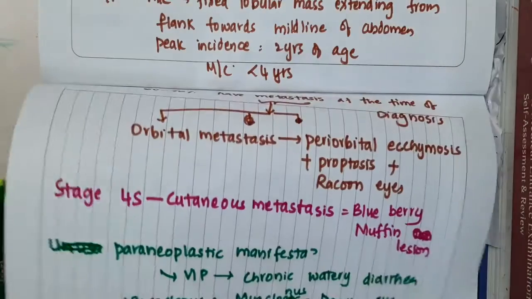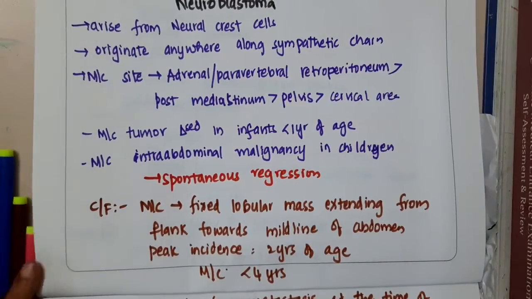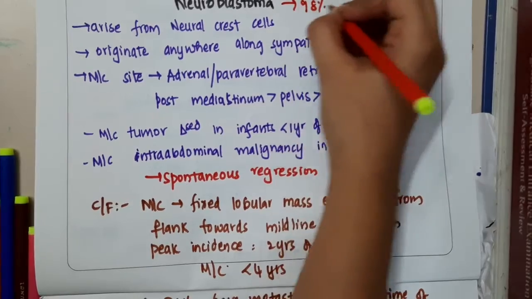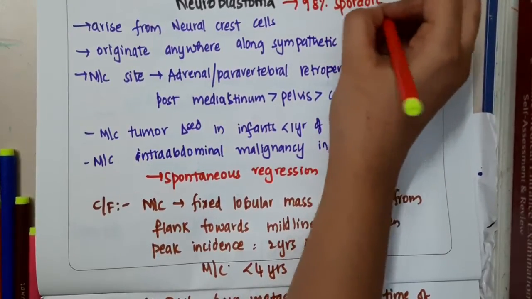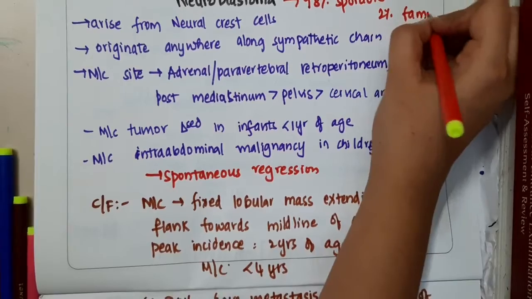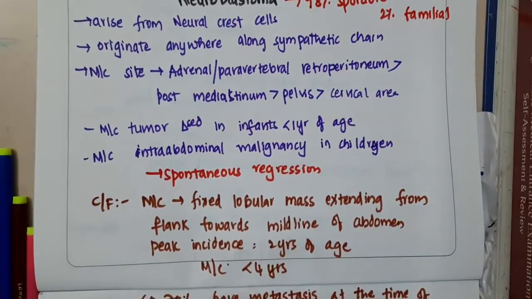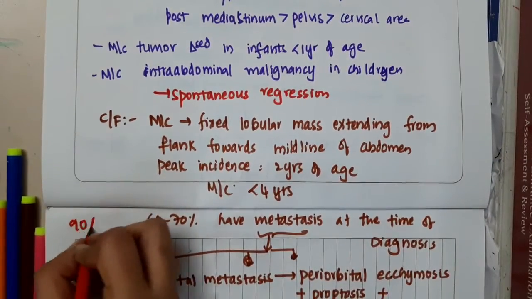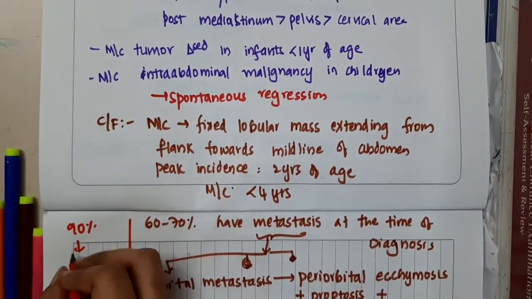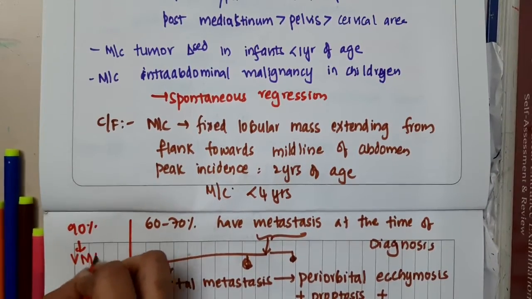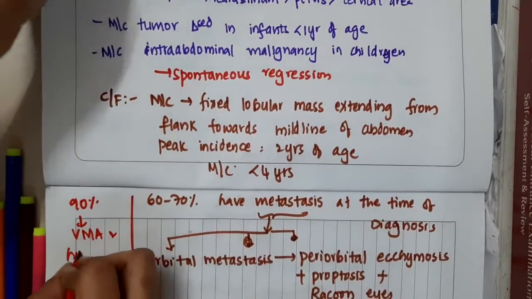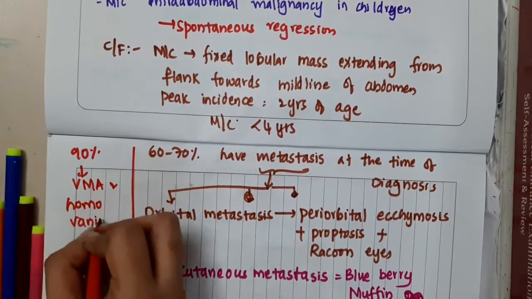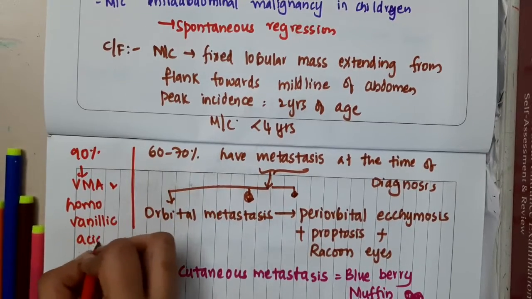So we will add some extra points also. These neuroblastomas, almost 98% are sporadic, whereas 2% are familial. Among these neuroblastomas, 90% will produce phenylyl mandelic acid and homovanillic acid.